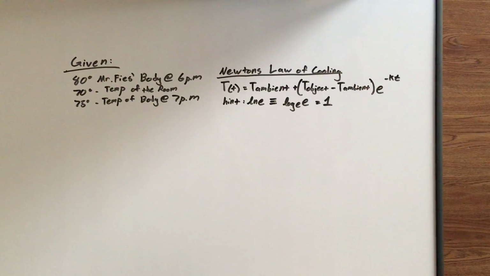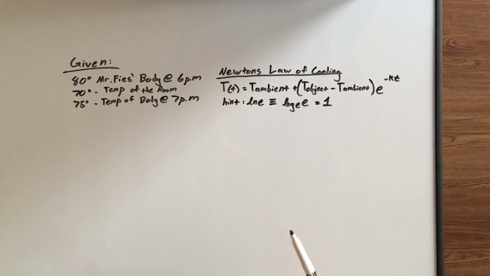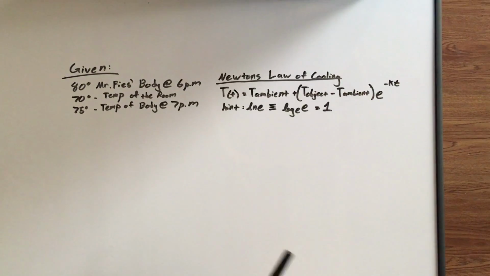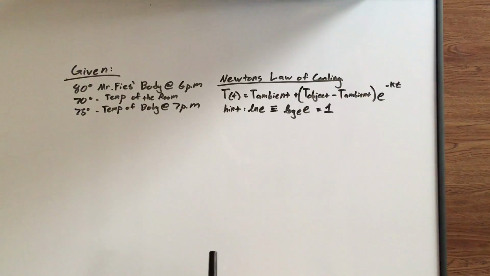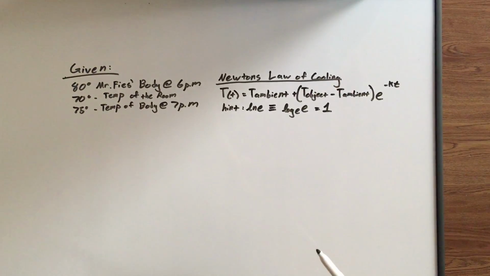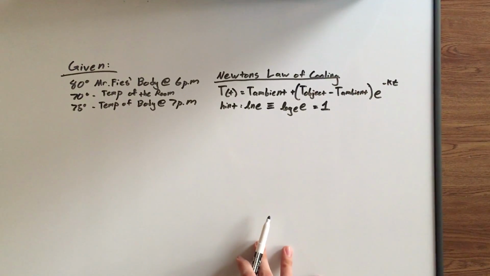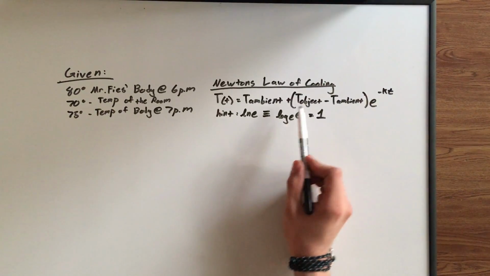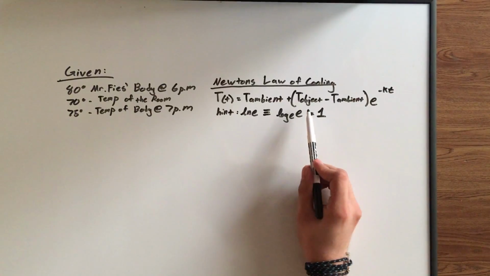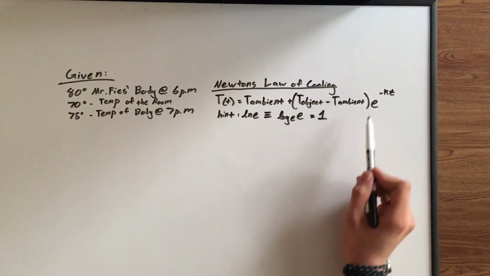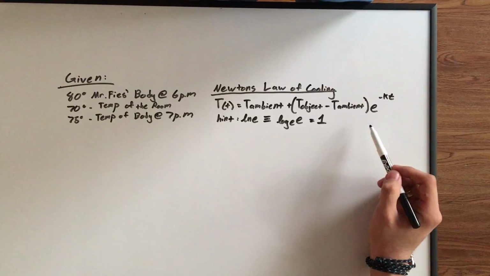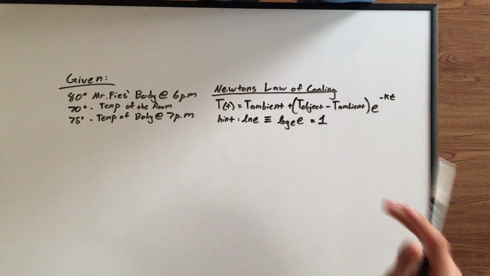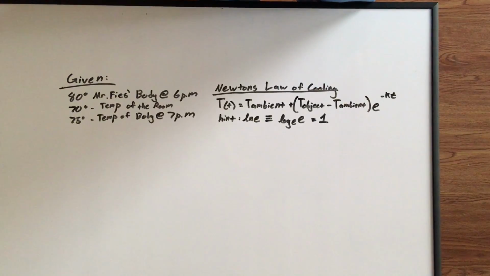So, in order to find the elapsed time between time of discovery and actual time of death, we must first find the values of k and t. To do that, we'll be using Newton's law of cooling. Newton's law of cooling states that the temperature is equal to the temperature of the room plus, open parentheses, the temperature of the object minus the temperature of the room, close parentheses, multiplied by e raised to the negative k times t, which is the time. So, let's get started.